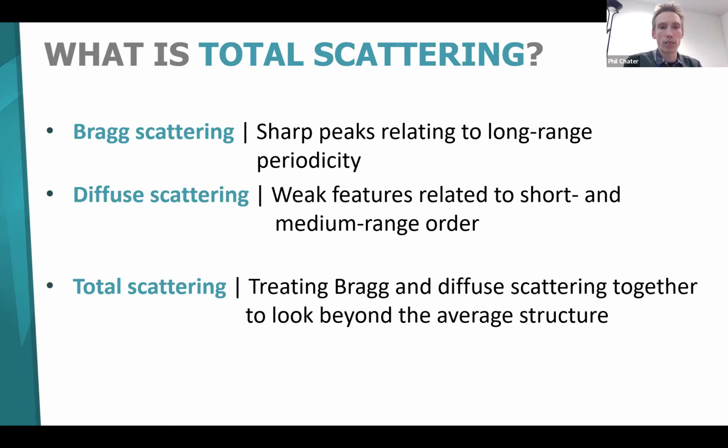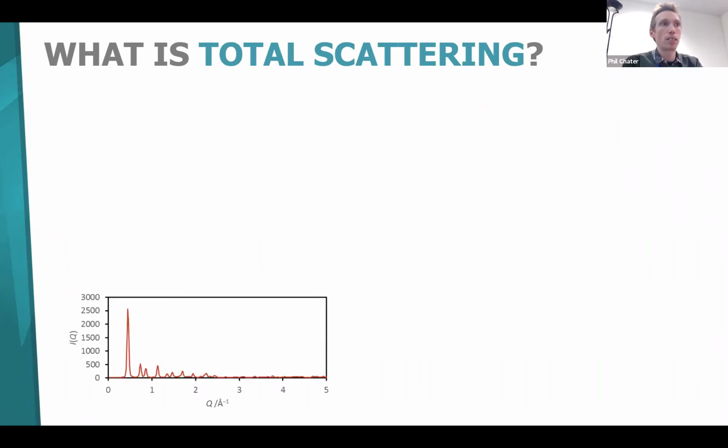What we mean by total scattering is that we're treating these Bragg and diffuse scattering features together in a single data set. So we're looking beyond just our average crystalline structure and trying to include the impact of these short and medium range effects. So that's total scattering in words. What does it mean in practice?